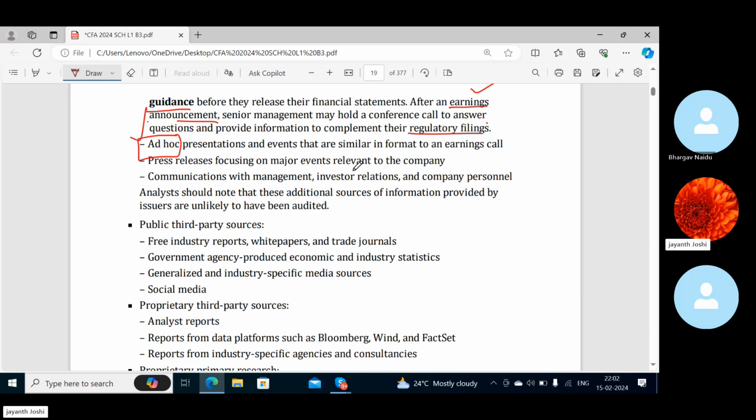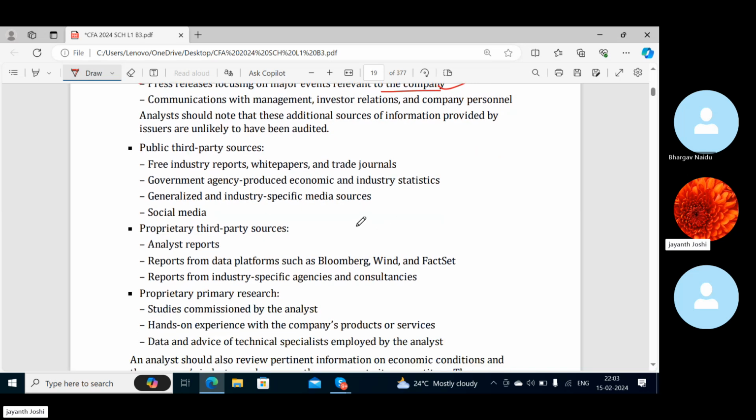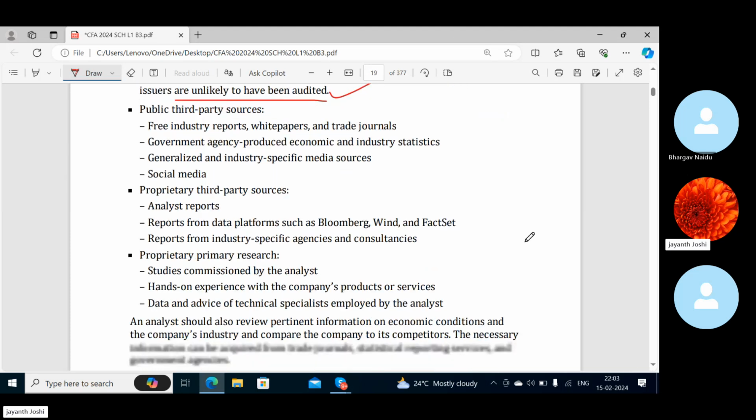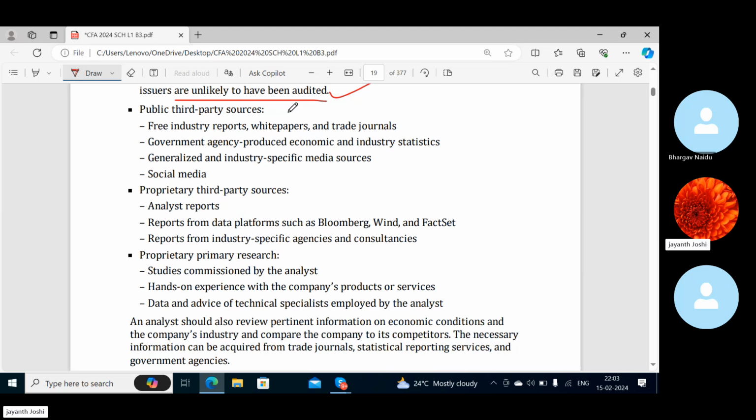Press releases focusing on major events relevant to the company. That means the company is going to get a new project, or some debts have been repaid, or some kind of news that can create a good perception amongst the investors. Communication with management, investor relations, and company personnel. Analysts should note that these additional sources of information provided by issuers are unlikely to have been audited, because what they tell has to be believed. Then some third party sources, if audited, are definitely more trustworthy and provide more confidence. But since everything cannot be audited, there is also some word called trust.